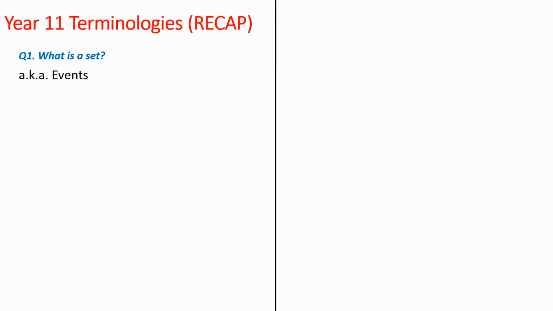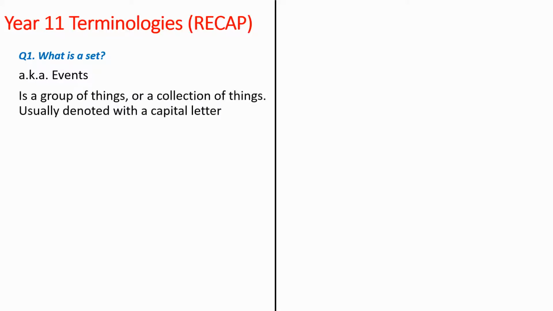So in year 11 and 12, we now move away from sets and we call it an event. So it's something that happens. It is a group of things, or a collection of things, usually denoted with a capital letter. Last year in year 11, I said if you wanted to denote a group of things, we use a capital letter, not a lower case letter, and we use those squiggly brackets, which we call braces. So in this example, I'm saying in the group A, or set A, or event A, it has the numbers 2, 5, 8, and 10. And that is exclusively the group A. That's set A. Okay, yes?